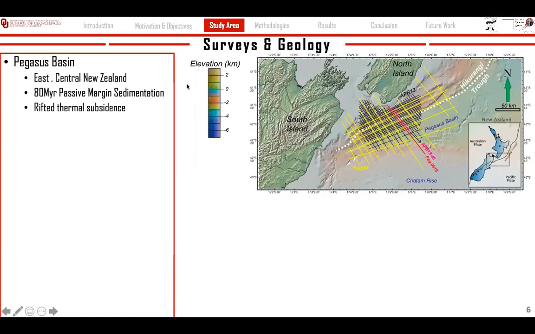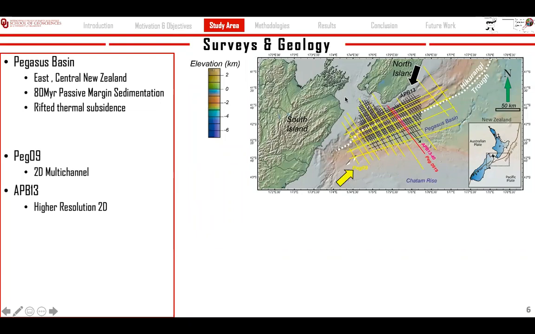The study area for this application is located in the Pegasus Basin, on the eastern side of the central New Zealand mid-continent, adjacent to the tectonic transition zone that defines the subduction of the Pacific plate beneath the overriding Australian plate. The basin underwent over 80 million years of passive margin-style sedimentation as a result of rift-related thermal subsidence, which was then accumulated by an 8-kilometer thick succession of siliciclastic material, most of it sourced from the structural height of the Chatham Rise.